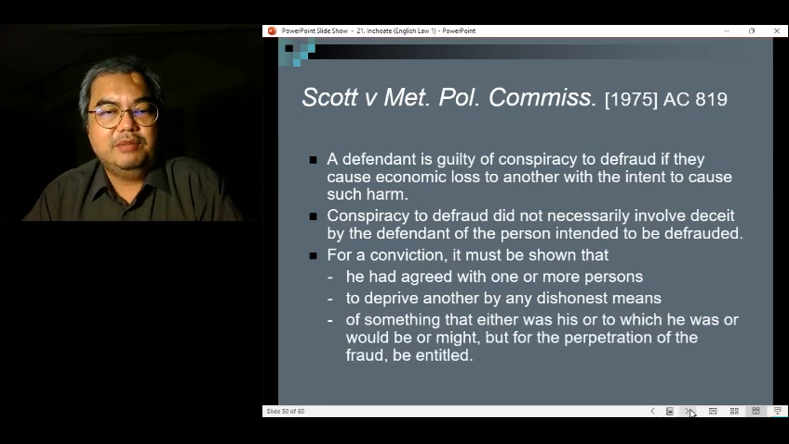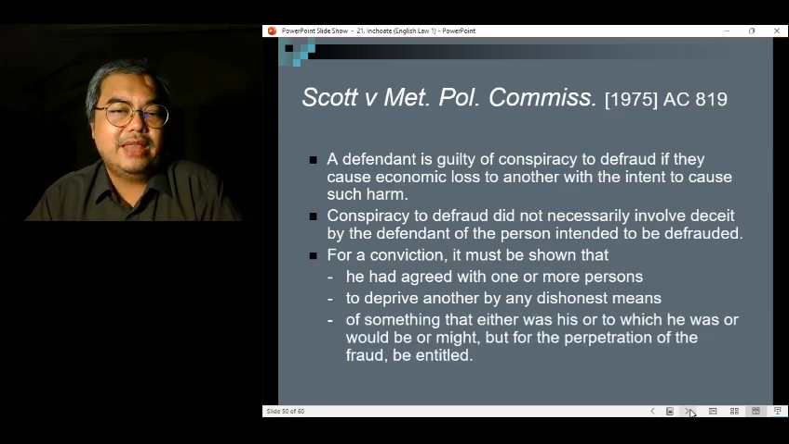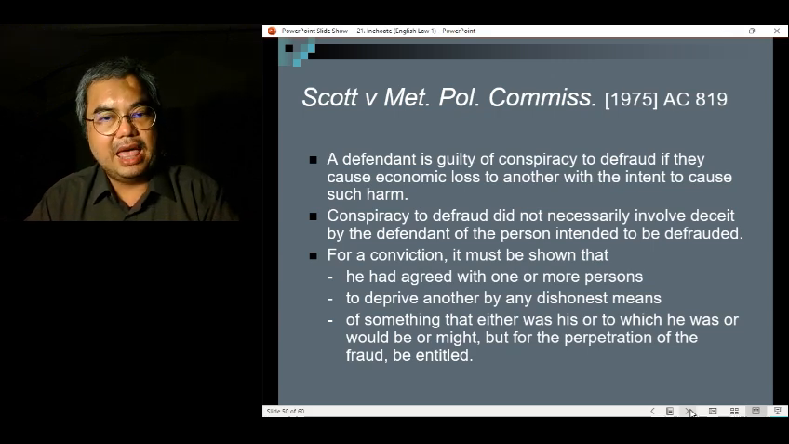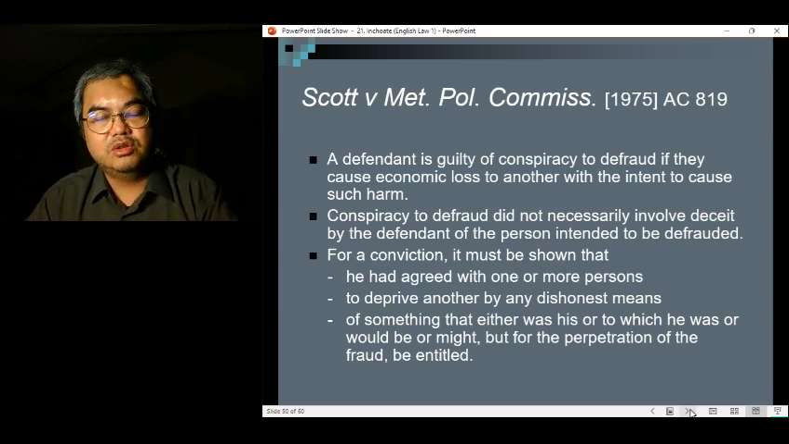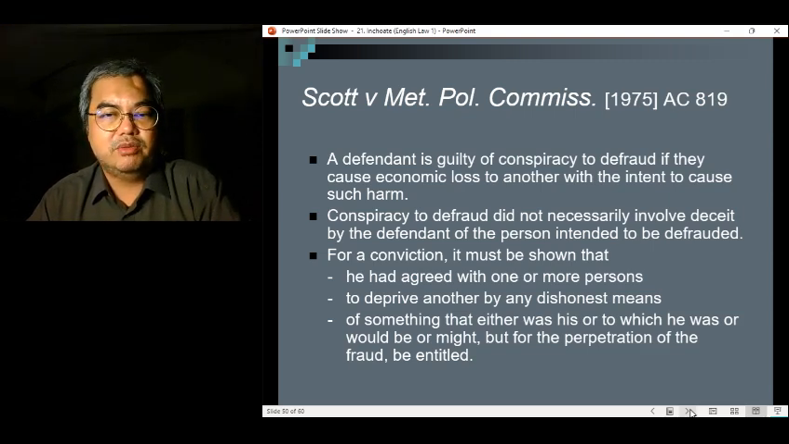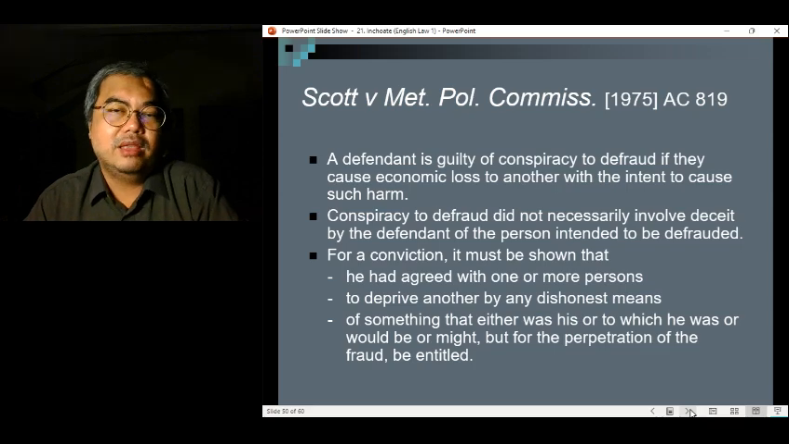And it was held that it must be shown for conviction that there was an agreement with one or more persons, and the agreement was to deprive another by any dishonest means of something that was either his or which he was or would be or might, but for the perpetrator of the fraud, be entitled. So here there was an agreement to deprive the makers of the movies, the makers of the shows, of the royalties that they were entitled to.